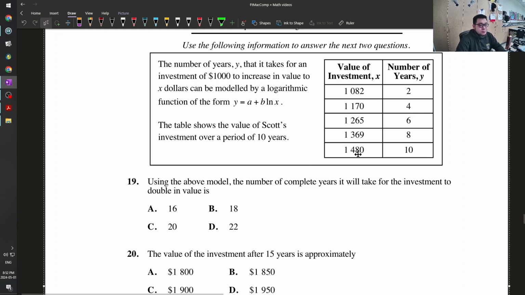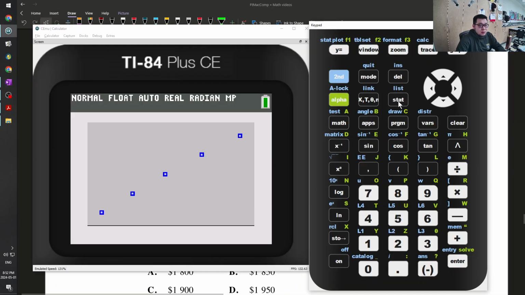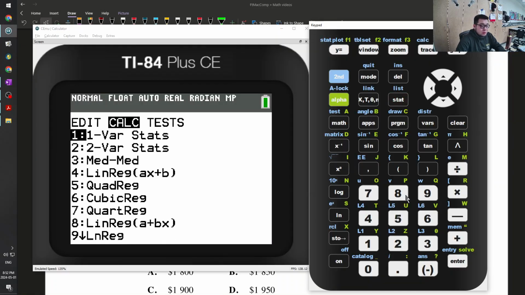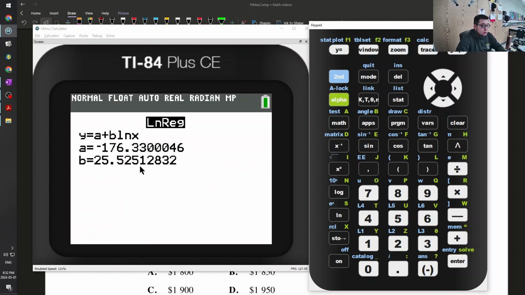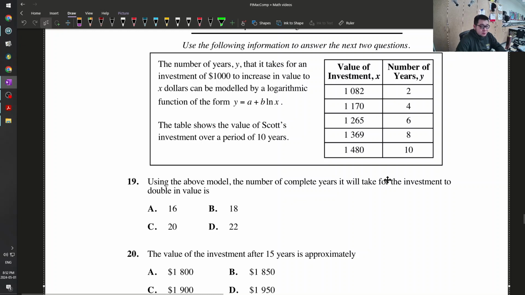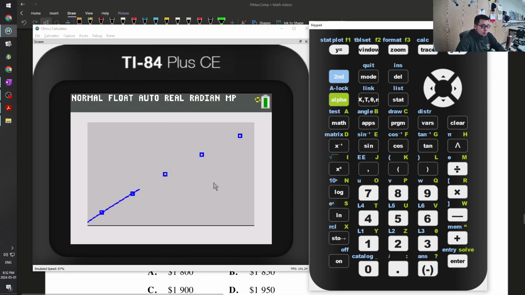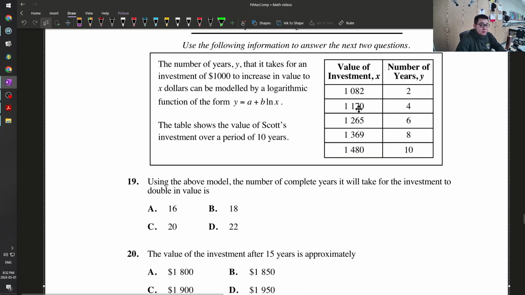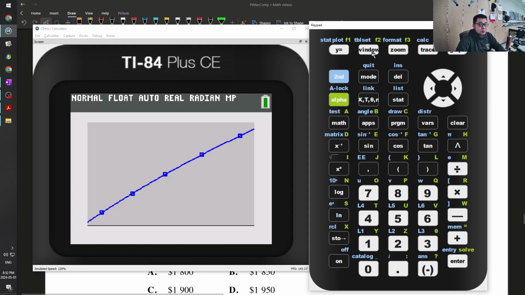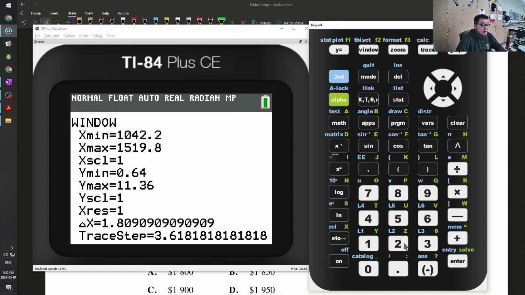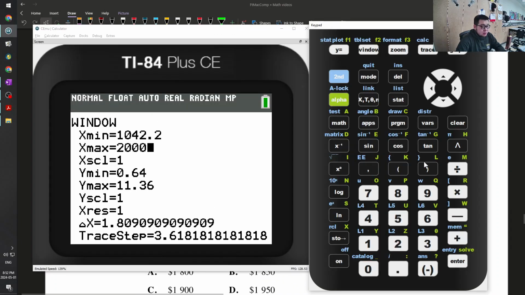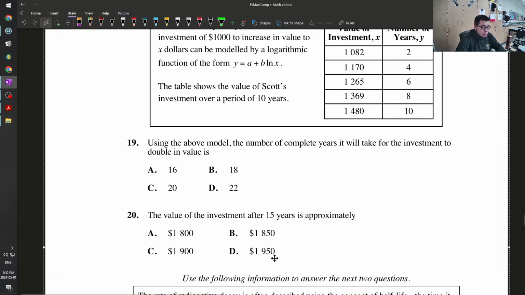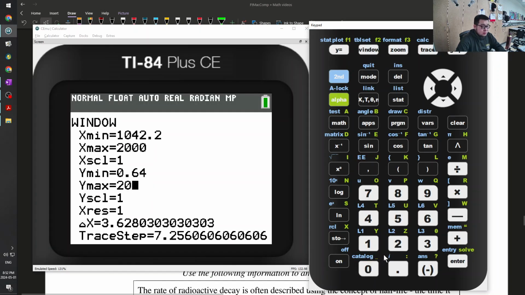Okay, now stat calc. This time we're going to do 9, log regression, list 1, list 2, store the equation into Y1, calculate. Okay, so here's my stuff, and then I want to graph it. If my investment doubles, that means my x value will be equal to 2,000. So I want my x max to be 2,000. And my y max, I probably want it to be around 15. So let's say 20.